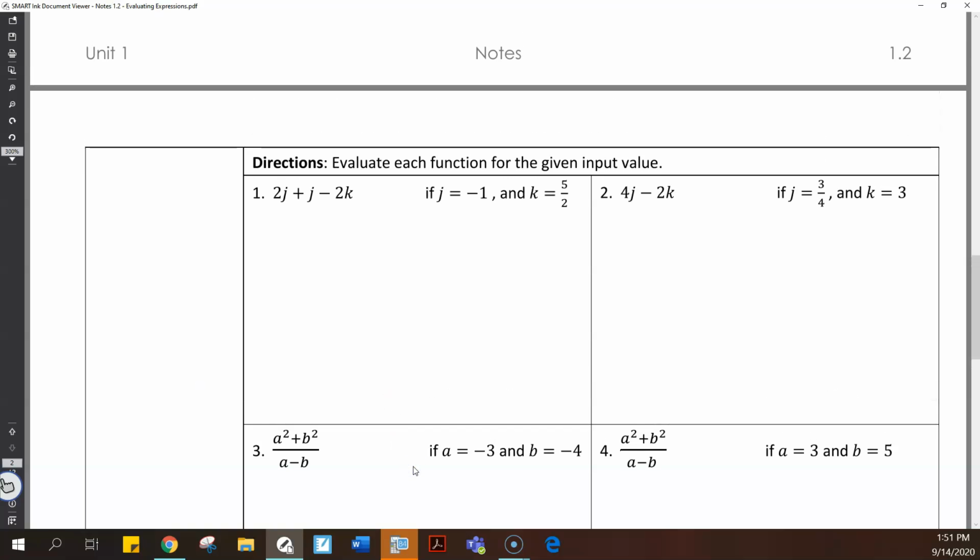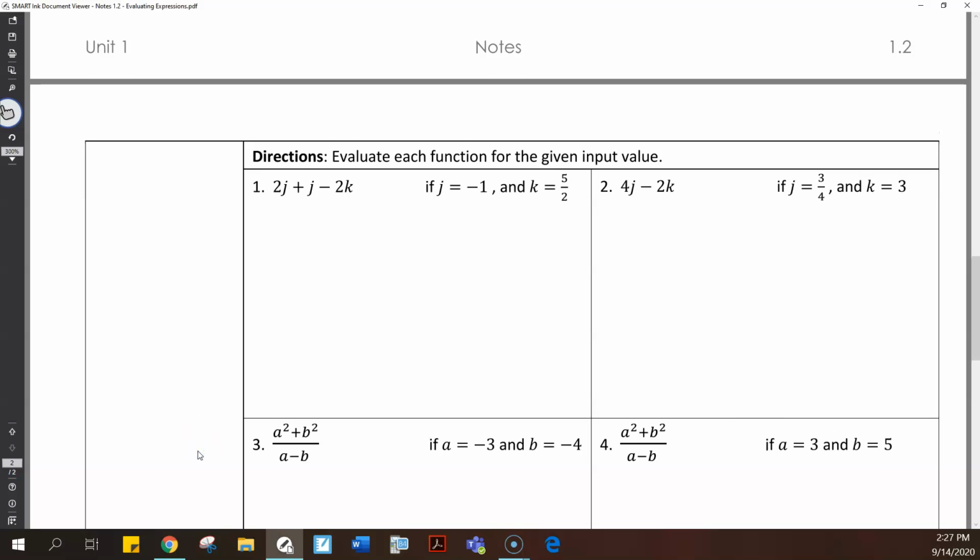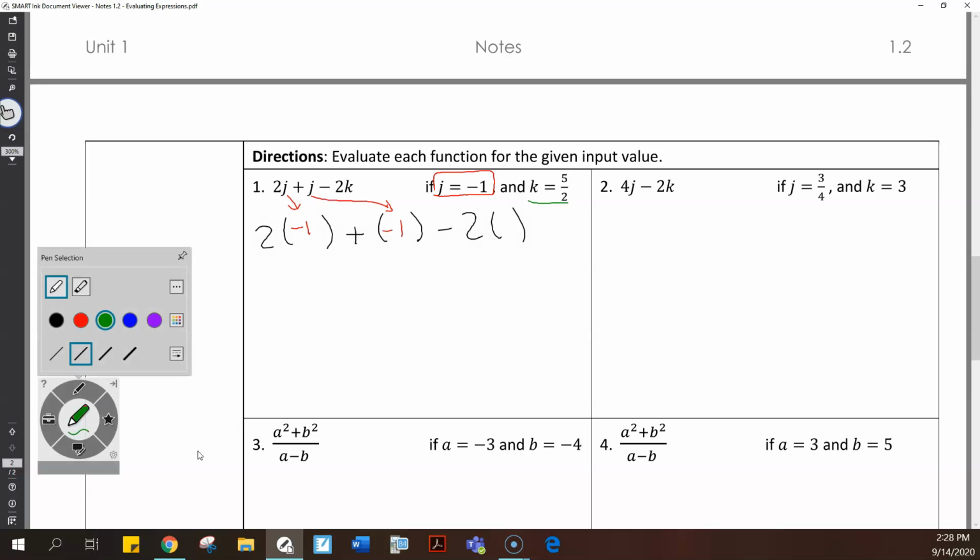So let's look at one like number 1. So now we're going to look at a few that are a little more complicated, but the process is generally the same. So I'm going to write my expression, and I'm going to replace all of the variables with parentheses. So I've got 2j plus j minus 2k. I'm going to fill in those variables with their replacement values. So everywhere I have a j, I'm going to put a -1. And everywhere I have a k, I'm going to put 5 halves.